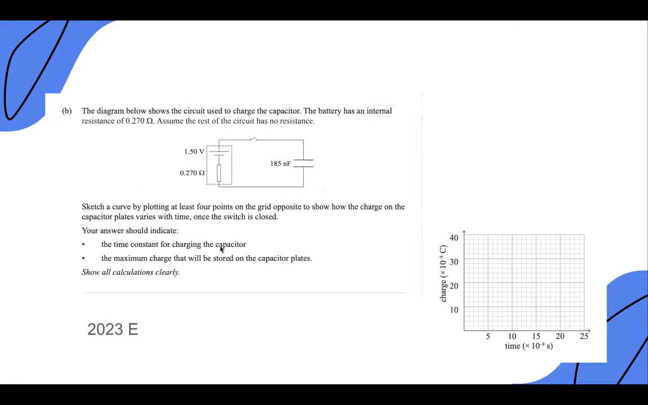Cool. So going back to the question, reading, reading, reading. What is it asking for? It wants a curve with at least 4 points. And we can see on the graph paper, it's asking for charge against time. So we need 4 calculations for that. Your answer should also indicate the time constant, the T, and the maximum charge that will be stored, so Qmax.